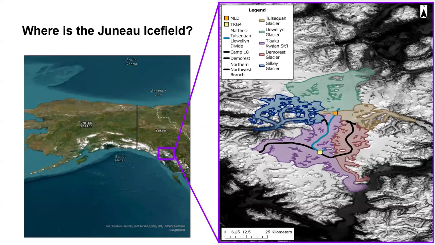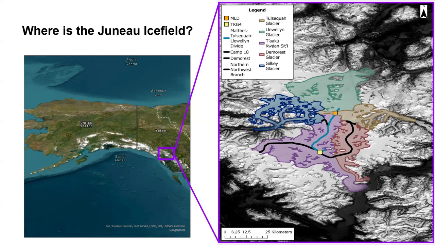So, my research is focused on a non-polar ice field in Southeast Alaska called the Juneau Icefield. Like most other glacier systems in Alaska, the Juneau Icefield is also losing mass much faster than any other mountain glacier system in the world and is contributing significantly to sea level rise. It's about 4,000 square kilometers in size and stretches from coastal Alaska to interior Northwest British Columbia. It's been an active area of research since the 1940s through the Juneau Icefield Research Program.